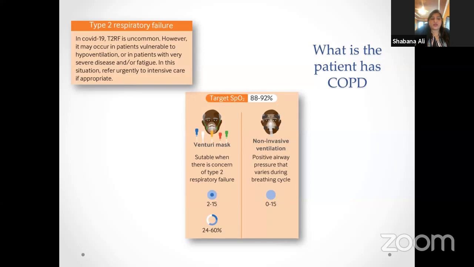So we can have FiO2 delivery rates like 24%, 28%, 31%, 35%, 40% oxygen. So we have the calibrated delivery of FiO2 between 24 to 50%, and they are mostly helpful for patients with COPD, as they allow the PO2 to be titrated. Thus we minimize the risk of carbon dioxide retention.